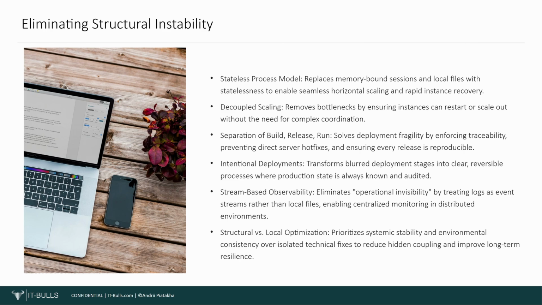In essence, 12-factor does not solve isolated technical issues. It eliminates structural instability. It reduces hidden coupling. It enforces environmental consistency. It makes systems replaceable, scalable, and observable by design. And in distributed architectures, systemic stability is far more important than local optimization.